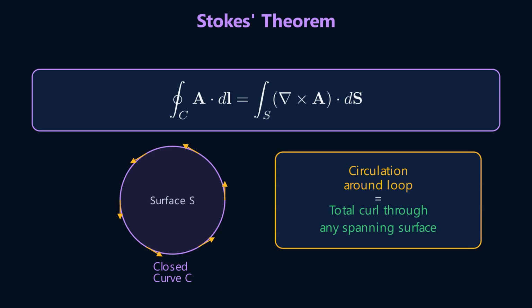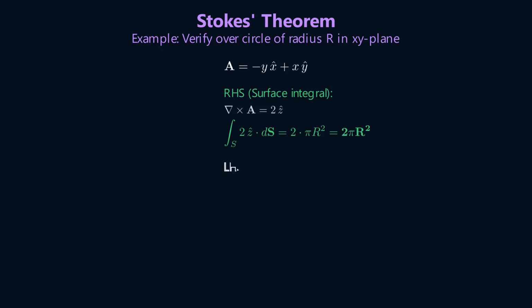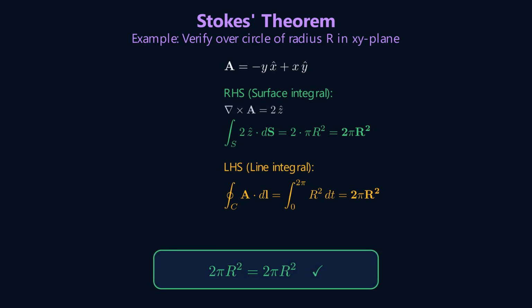Let us verify with an example. Let A equal minus y e_x plus x e_y. Take C to be a circle of radius r in the xy plane. First, the right-hand side. The curl of A, the z component, is partial of x over partial x minus partial of minus y over partial y, which is 1 minus minus 1, giving 2 e_z. The surface integral of 2 e_z dot dS over the disk. Since dS points in the z direction, this is 2 times the area, which is 2 pi r squared.